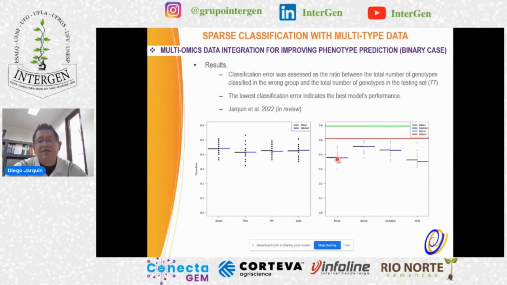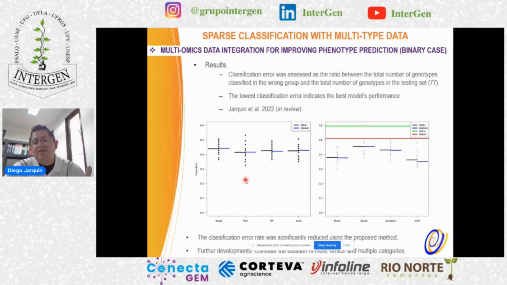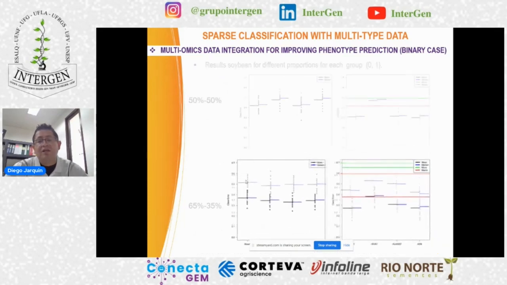As you can see here, for the different methods that we propose, especially for raw and for elastic net, we have a lower classification error compared with the machine learning methods. So the classification error was significantly reduced by using the proposed methods. However, further developments should be considered to add more omics and multiple categories.